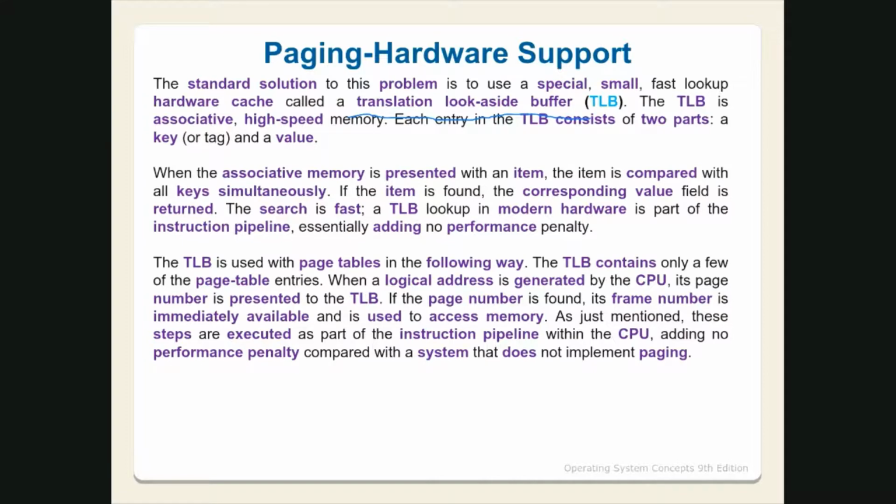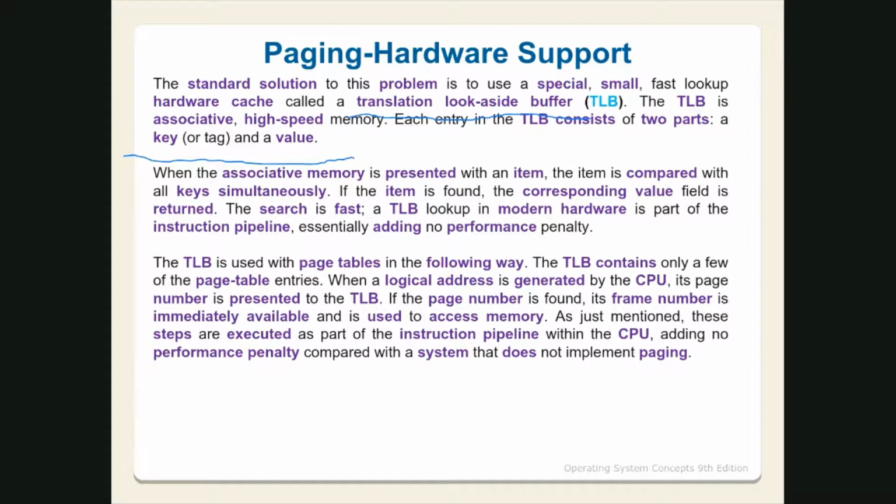Can you see here? Translation look-aside buffer. It is a high-speed memory, but it is a small size memory unit, and it's fast enough. So what is this buffer going to have? It's going to contain two things: a tag, the key, along with the value. You're going to keep these in the buffer. When associative memory is presented with an item, it is compared with all the keys simultaneously. If the item is found, the corresponding value field in that buffer will be returned.